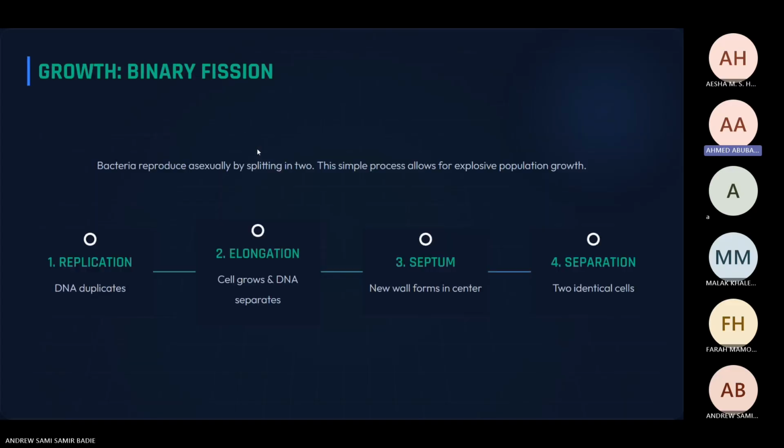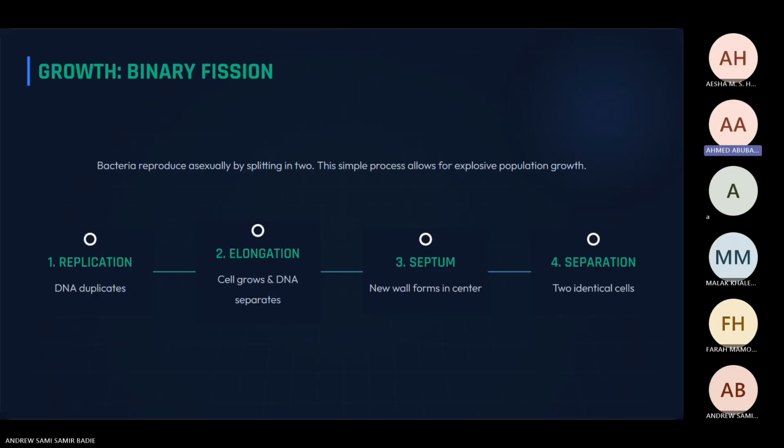Another important topic to talk about is binary fission. It simply tells us how the bacteria multiply. It's a simple, beautiful pathway. The first step is the replication of the DNA, and then the bacterial cell elongates, pulling the two DNA copies apart. Then a new wall, called the septum, forms in the middle, and finally the two cells split apart, forming two identical daughter cells.